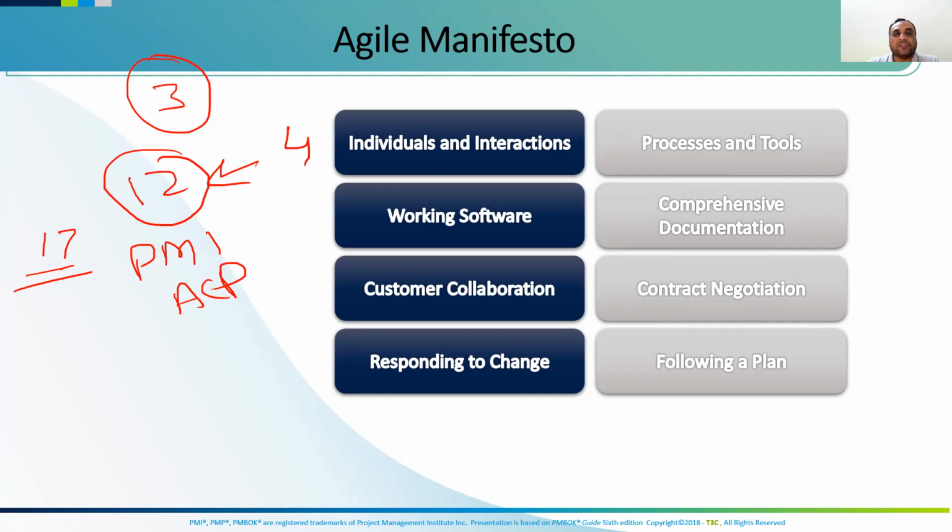Individuals and interactions are more important than following the processes and tools. Do not throw the team into comprehensive documentation. Instead, let them work on software. Contract negotiation is not a good thing. Better you collaborate with the customer and respond to change than just following the plan.